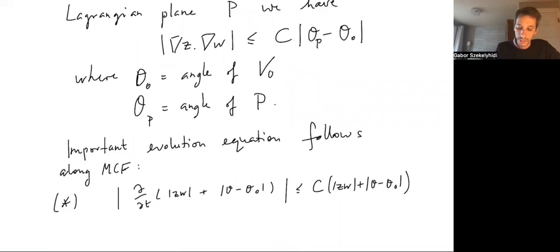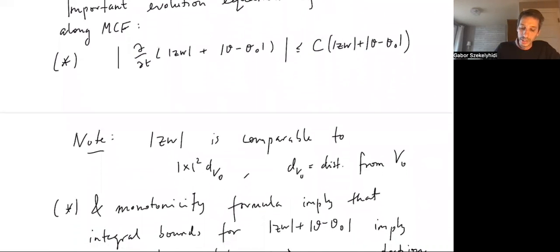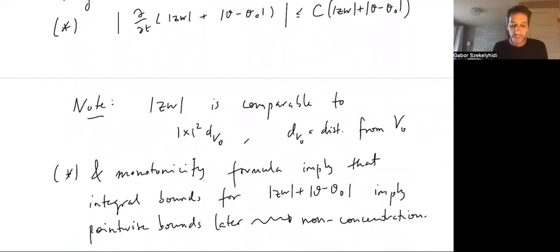Okay, so from this inequality, one can show the following. We look at the evolution of this quantity, Z times W in absolute value, plus this difference in the angles, so the relative angle compared to our special Lagrangian cone. And it turns out that this satisfies this nice differential inequality. Now we apply the monotonicity formula and observe what this ZW is. I'm sorry, there is no square here. This ZW product is actually comparable to X times the distance from V0. Here X is just the coordinate function, the position vector in C2, so this is just the distance from the origin. And this is the distance from the plane V0.